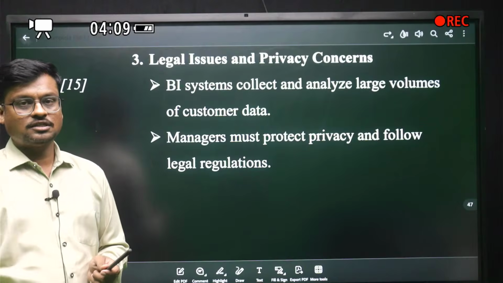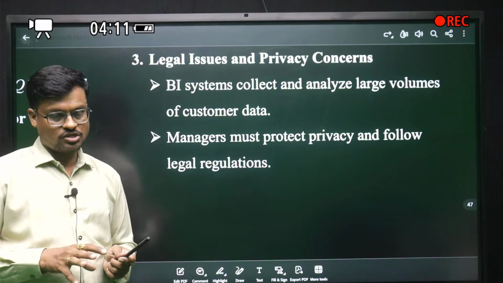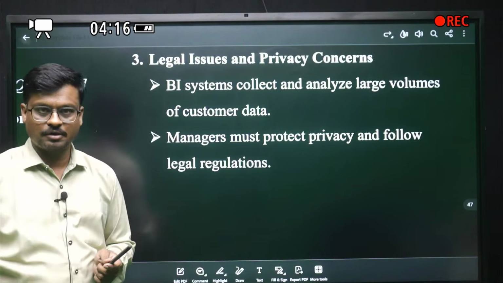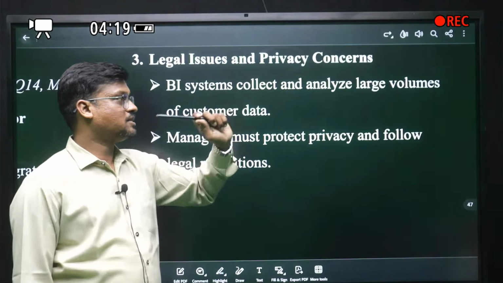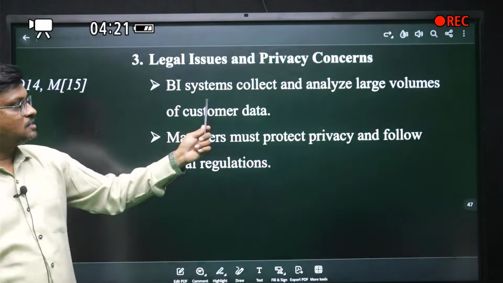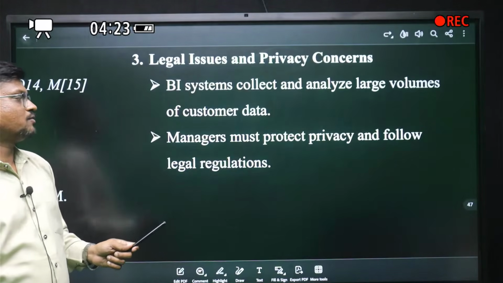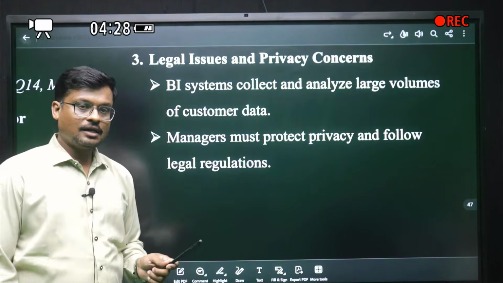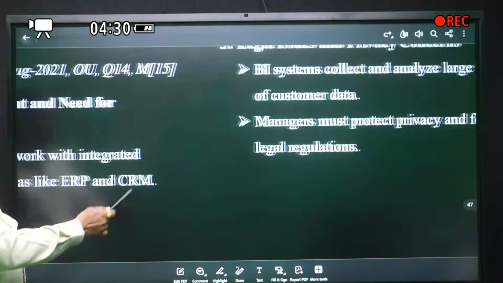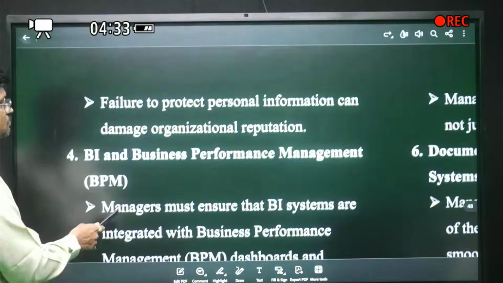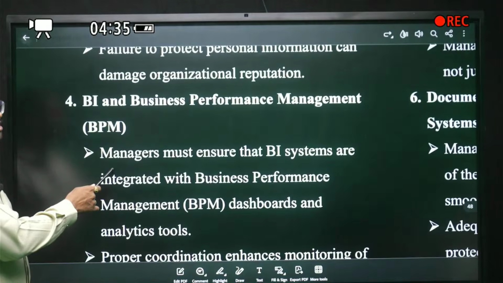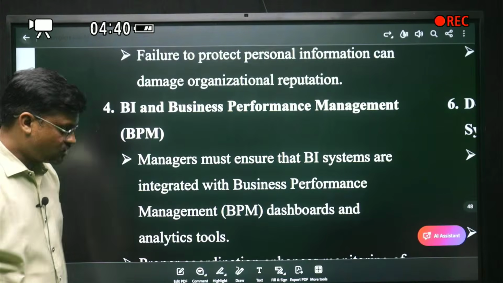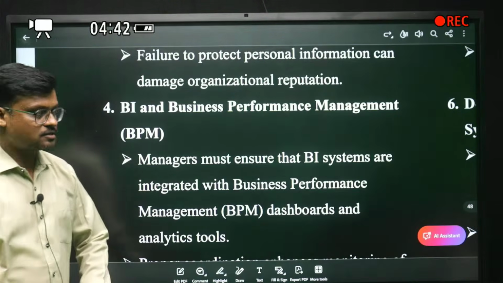And the third and the most important thing is legal issues and privacy concerns, because in business intelligence we are going to store the customer information, and that information must be secured and not used for unethical purposes. Okay, so here systems collect and analyze large volumes of customer data. Managers must protect the privacy and follow the legal regulations for customer data. That is the third one. Failure to protect personal information can damage the entire organizational reputation. So the user information is not used for unethical purposes.